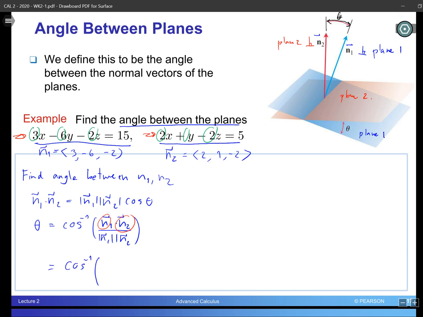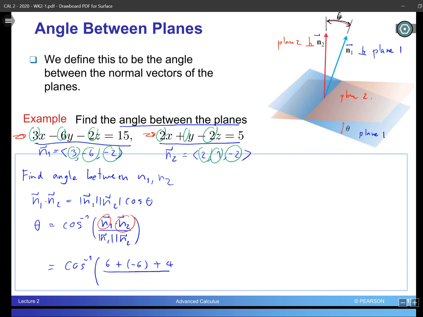First component, 3 and 2, I get 6, plus next component, minus 6 and 1, I get minus 6. Next component, I have minus 2 and minus 2. Product is 4. So I get this 4 divided by the size of n1 and n2. Now I have to find them.